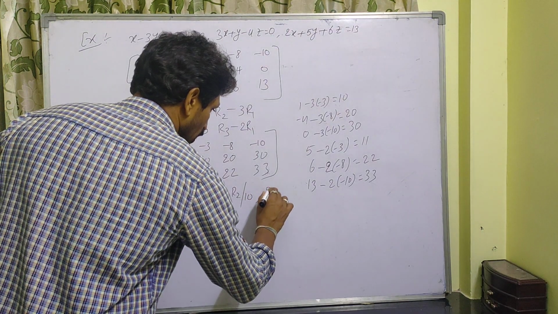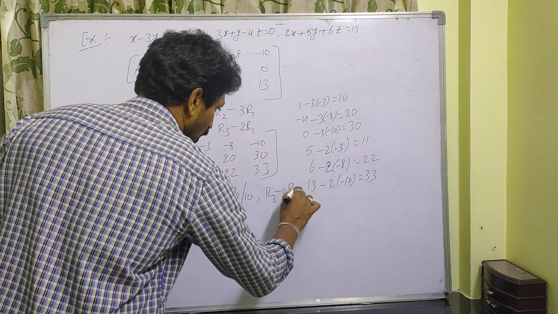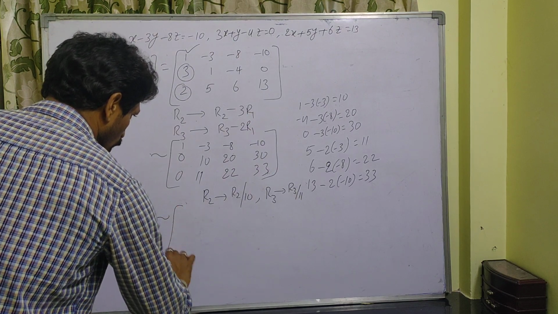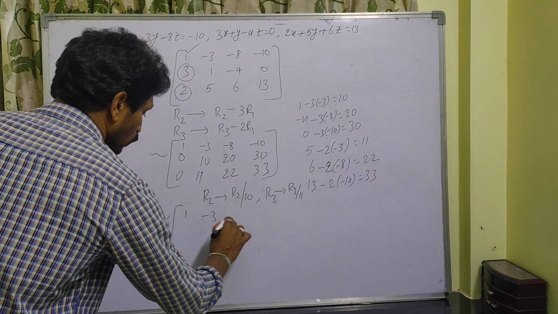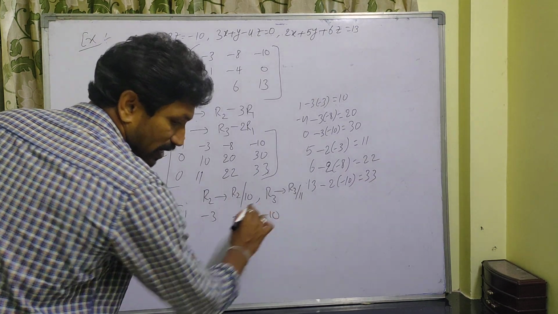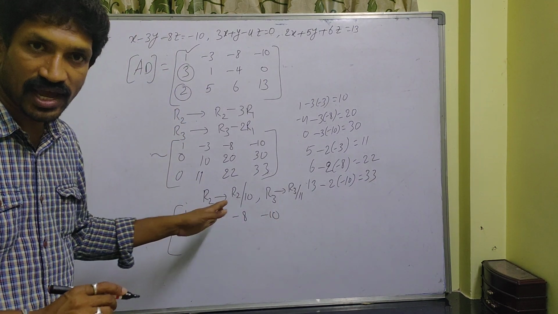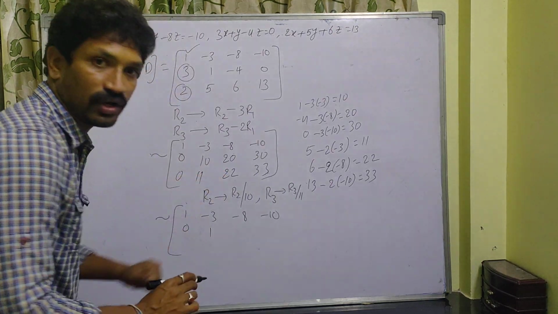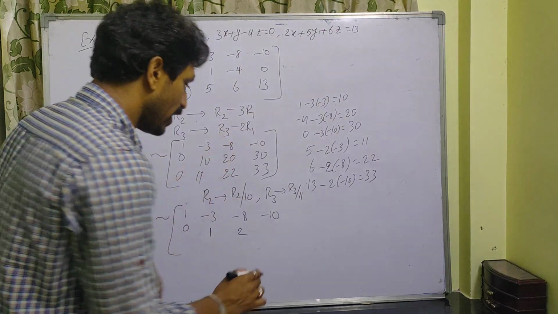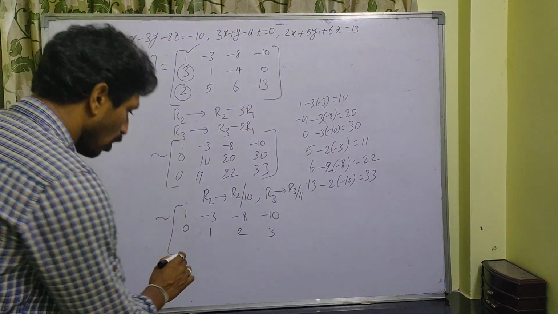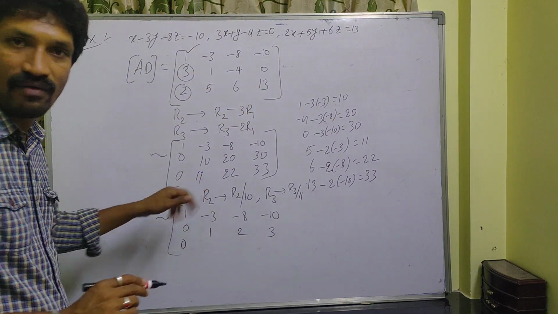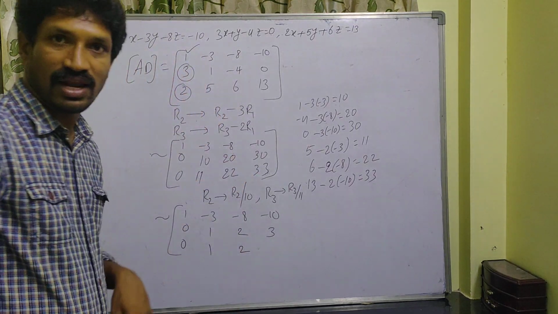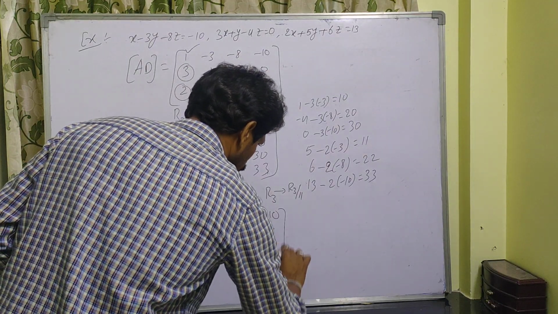Next, R3, what you have to do? R3 by 11. So now what will it be? The first row is not going to change: 1, minus 3, minus 8, minus 10. The second row is here 0, 10 by 10, 1, 20 by 10, 2, 30 by 10, 3. The third row is here 0, 11 by 11, 1, 22 by 11, 2, 33 by 11, 3. Okay.